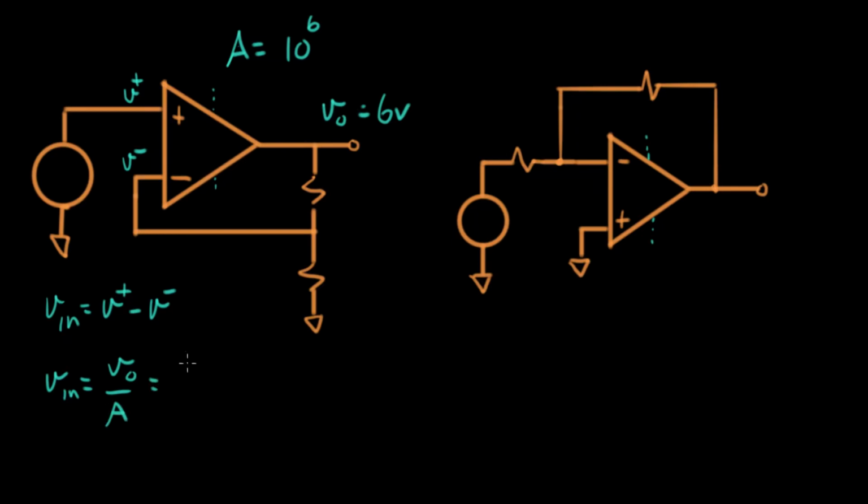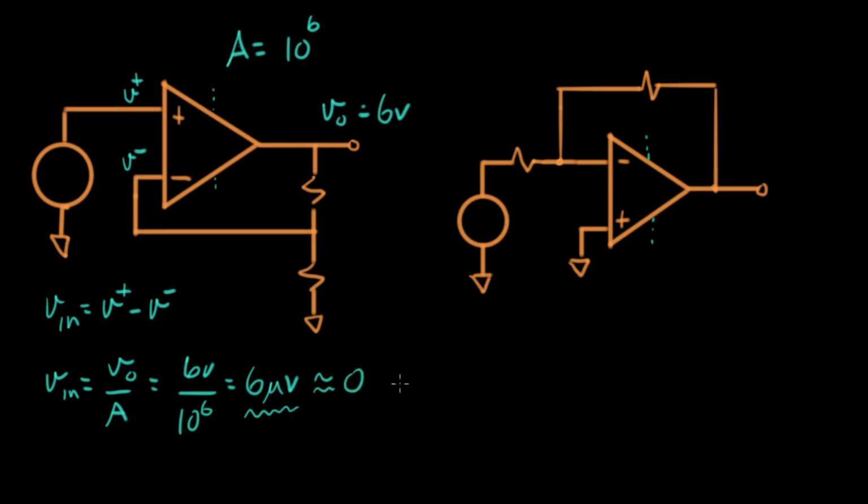If we fill in the values we had, it's 6 volts divided by 10 to the 6th, or 6 microvolts. So this is 6 microvolts between here and here. With 6 volts here, there's 6 microvolts over here. This is a really small voltage. In order for this op-amp to have an output voltage that stays between plus or minus 12 volts, this voltage has to be really small, down to the microvolts level. So because I'm a practical engineer, I'm just going to say this is pretty much 0 volts.